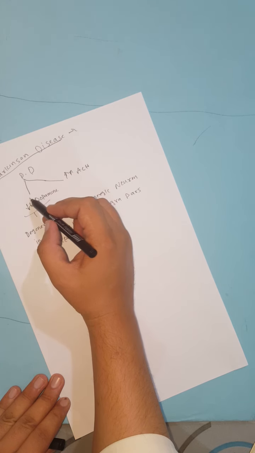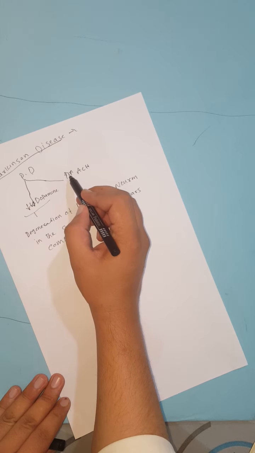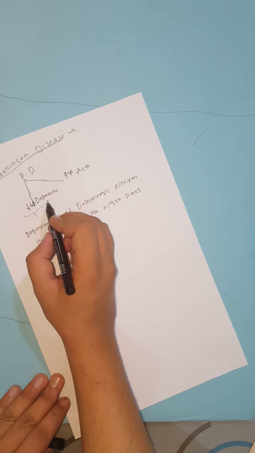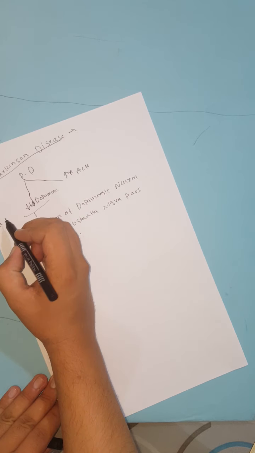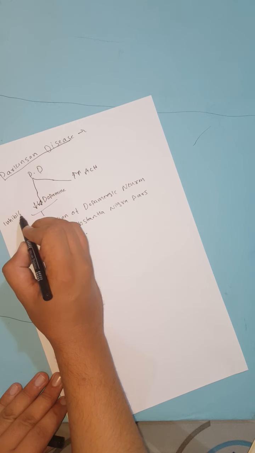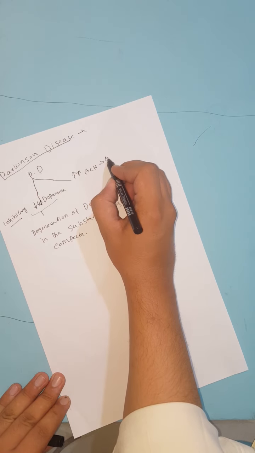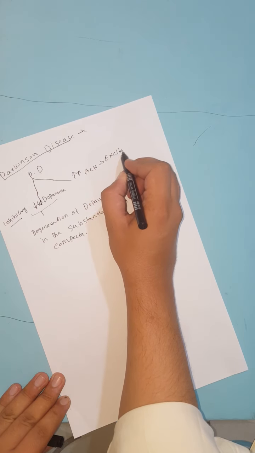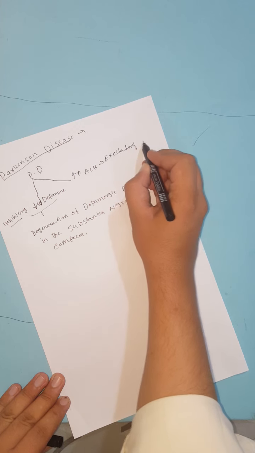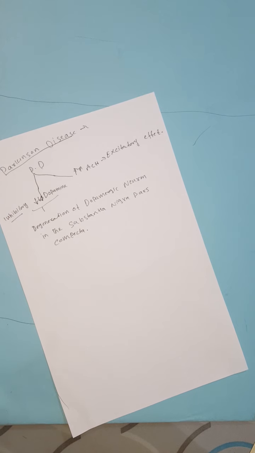Dopamine has an inhibitory effect and acetylcholine has an excitatory effect. Because of this reason, Parkinson disease develops.